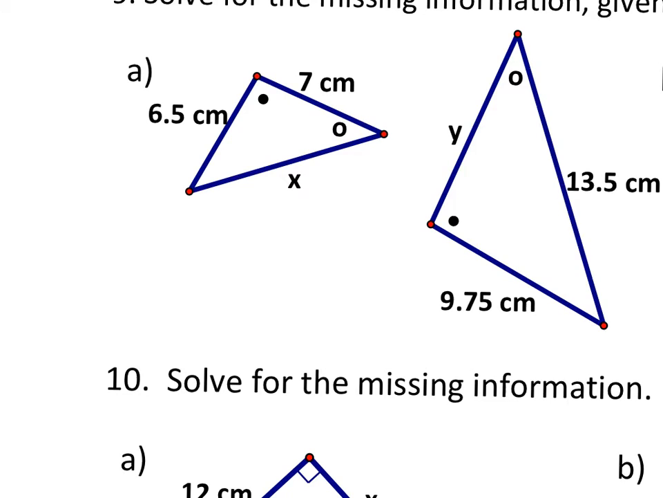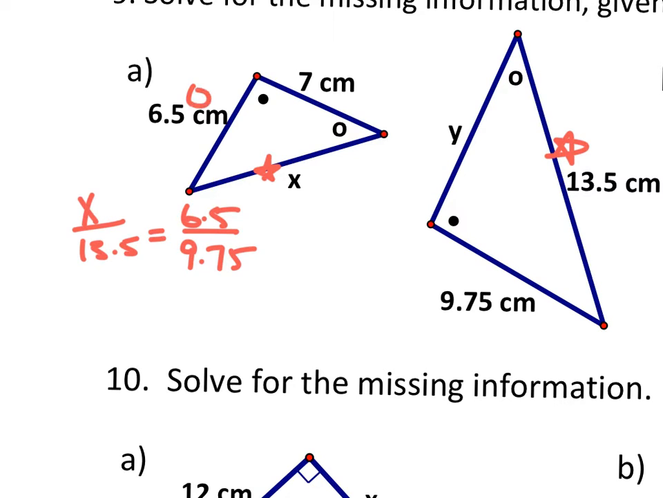The next problem, we're given these two triangles are similar, so we know that their sides are proportionate. Setting up those proportions, solving for x. Finding x, we could set up the proportion x over 13.5 is equal to 6.5 over 9.75. Checking to make sure that's consistent, we have that the x is to the 13.5 as the 6.5 is to the 9.75. So that is consistent with our marks. We could cross multiply and find that x is 9.